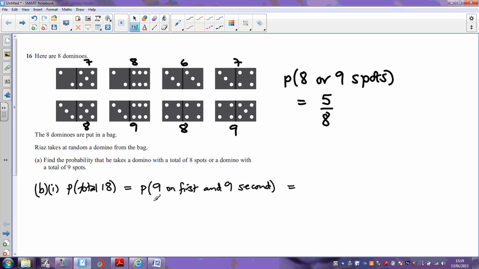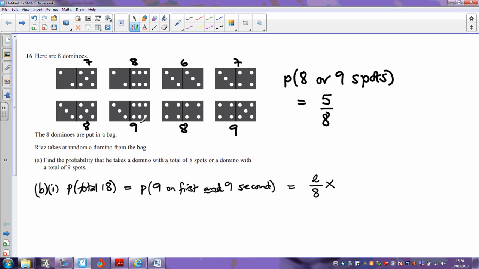Okay, so let's have a look at the probability that his first domino is a 9. Well, there are 2 dominoes with a 9, so in other words, the probability that the first domino he picks has 9 spots is going to be 2 out of a possible 8. Now we're going to multiply because the situation here is "and", but we have to be very careful.